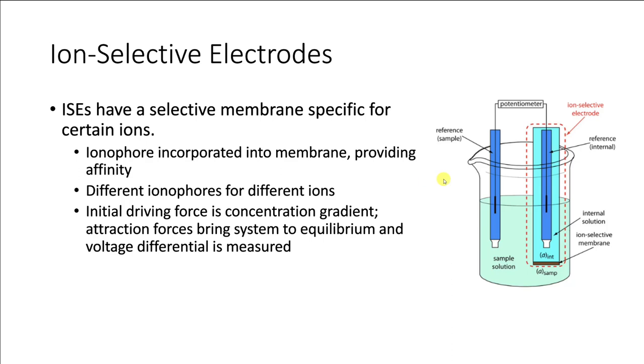Ion selective electrodes contain a specific membrane for that specific ions. So we have what we call an ionophore is placed into the membrane. Just basically, it's a thing that attracts the ion. Obviously, we use different ionophores for different ions, and the driving force is the concentration gradient. So we'll go from a higher concentration to a lower concentration. Then when that happens, the attraction brings this system to an equilibrium eventually, and that voltage differential is measured.